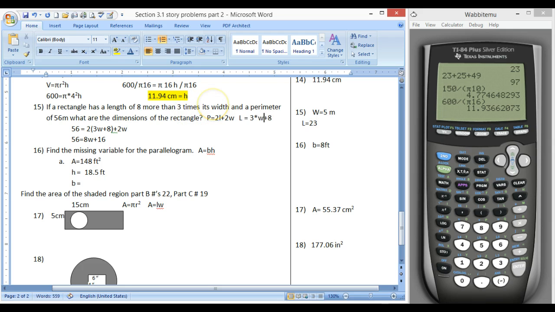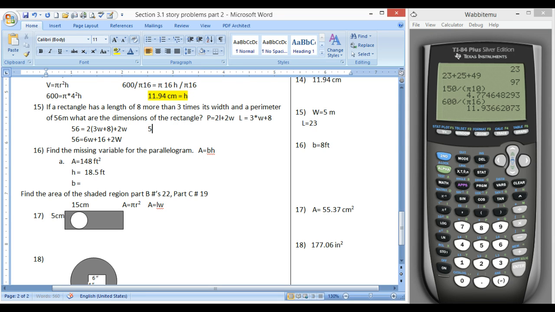And since I don't know the width, I'm going to just pick a variable. In this case, I'm going to do W to stand for width. And then we substitute this in to here for the length, which we have down here. Now we need to solve for W. So I'm going to use the distributive property to break down that set of parentheses. 2 times 3 gives me 6W. And then 2 times 8 gives me 16, and now I don't have any more parentheses, plus 2W. There we go.